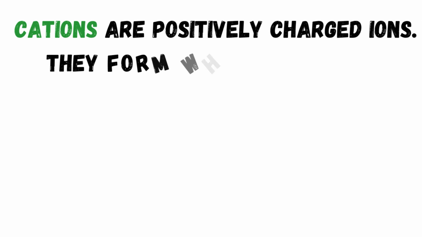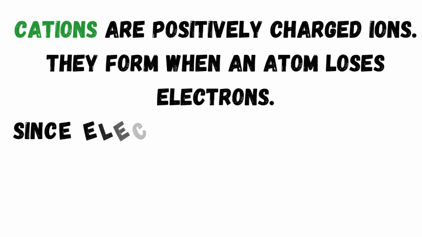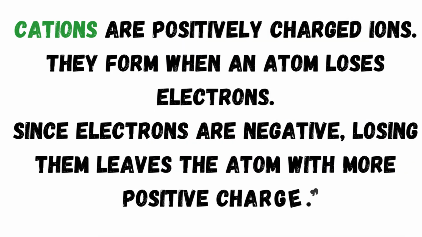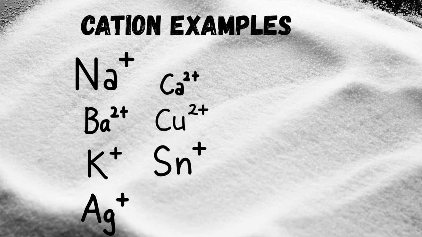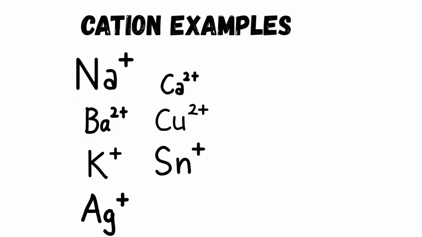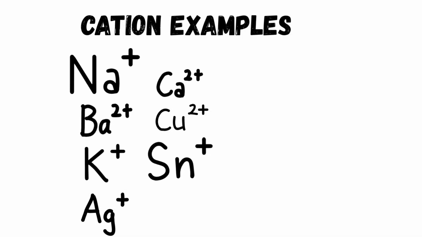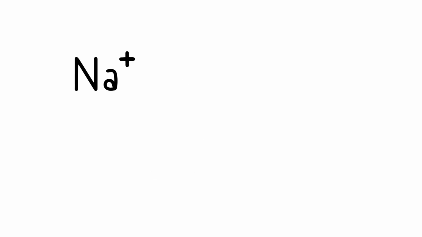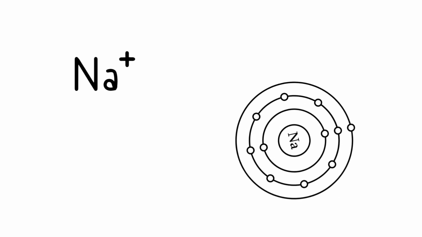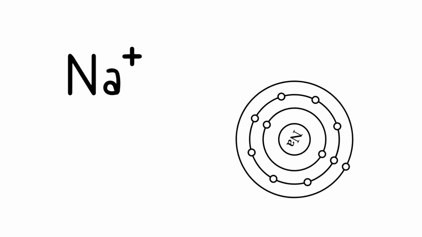Let's break that down. Cations are positively charged ions. They form when an atom loses electrons. Since electrons are negative, losing them leaves the atom with a more positive charge. You will notice that cations are mostly metals. Metals lose electrons to attain stability and acquire a positive charge in the process. For example, sodium has one electron in its outer shell. It easily loses that electron to become Na+, a sodium ion.